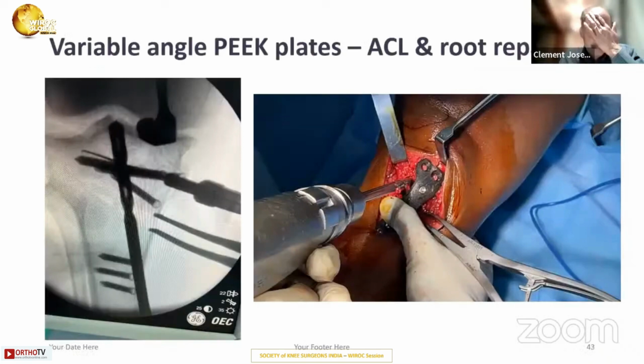With the availability of modern variable angle plates, ACL reconstruction can be easily combined with an osteotomy procedure. In this case, because of the variable placement, we are able to drill a tibial tunnel for ACL along with the placement of 4 proximal tibial segment screws for high tibial osteotomy.